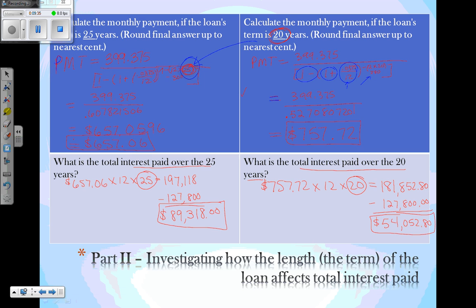Let's see if that holds true on this next part. Well, when you make the term 20 years, your payment does go up to $757, which is an increase of $100 per month. However, you're paying another $15,000 less over the years in interest. Okay, so it looks like every time you drop it 5 years, you're going to take about $15,000 off of your interest paid over the time of this loan.